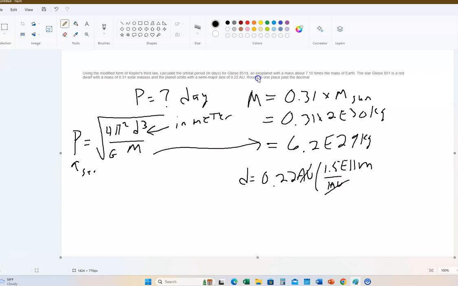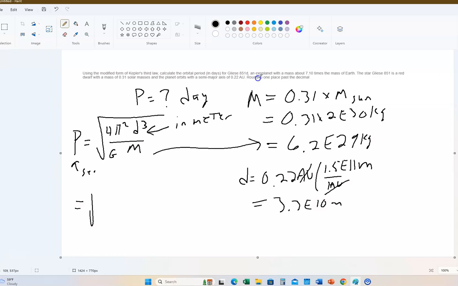I'm going to keep this in scientific notation here. Let me get my calculator. There we go. It's going to be 0.22 times 1.5 times 10 to the 11th, and that's of course meters. So it turns out to be 3.3 times 10 to the 10th meters. All right, so now we're ready to solve for P.